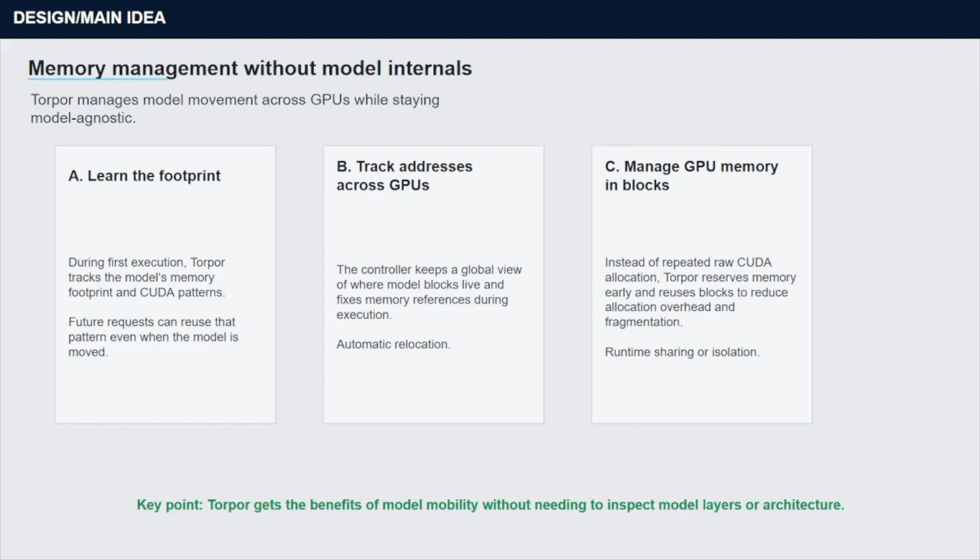Next, it tracks the addresses across GPUs. The controller keeps a global view of where model blocks live and fixes memory references during execution, which enables automatic relocation. Next, it manages CPU memory in blocks. Instead of repeated raw CUDA allocation, Torpor reserves memory early and reuses blocks to reduce allocation overhead and fragmentation. The key point is Torpor gets the benefits of model mobility without needing to inspect model layers or architecture.